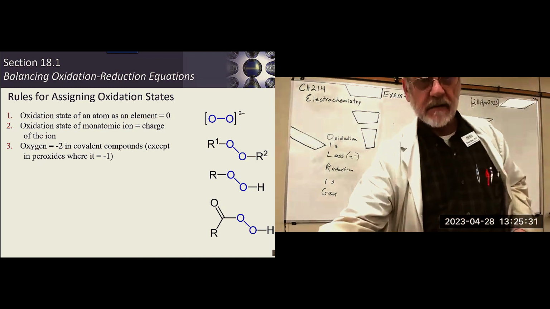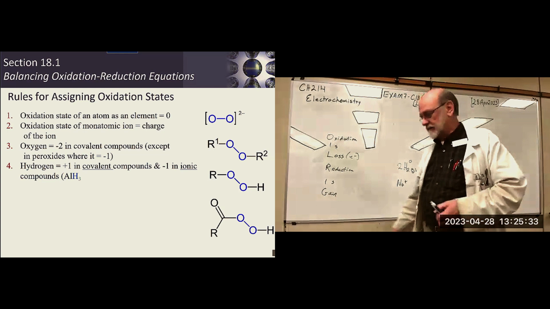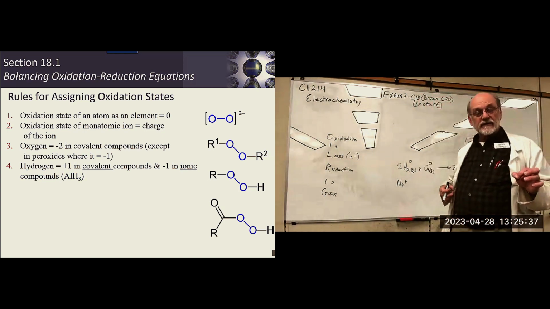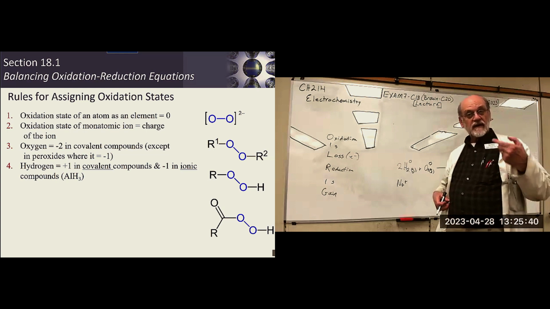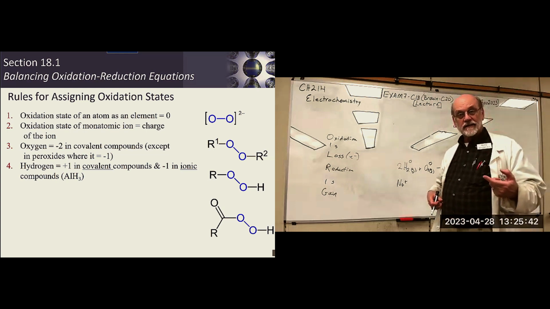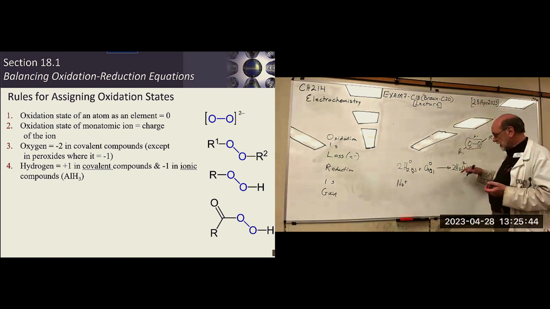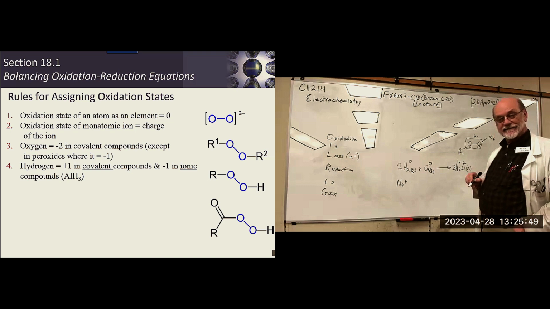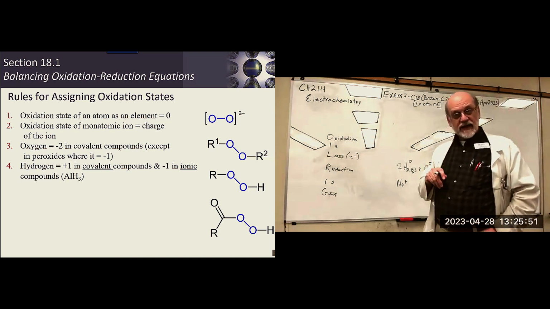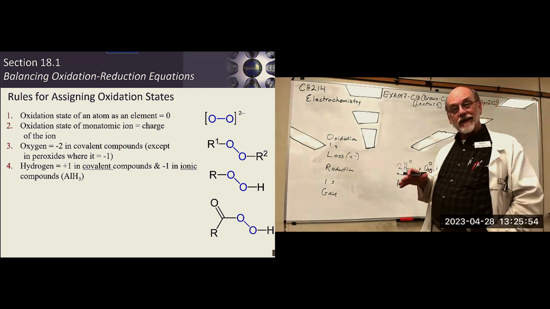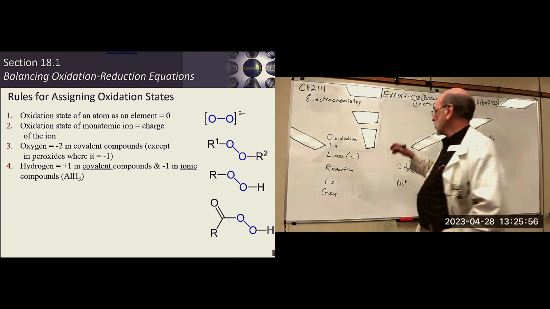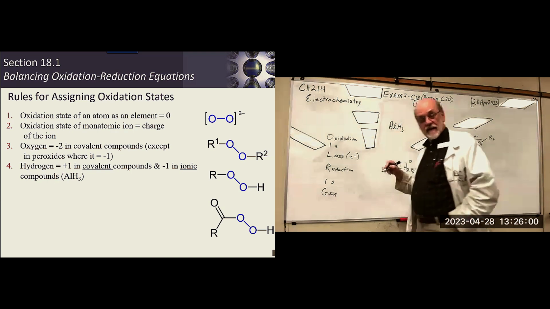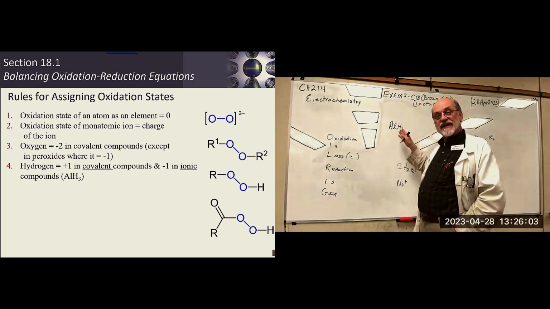All right, what's next? Hydrogen. If hydrogen is in a covalent compound, that is, it's paired with a non-metal like water, then hydrogen is a +1. Okay? If, on the other hand, hydrogen is paired with a metal, our example there is aluminum hydride, then the hydrogen must be a -1.